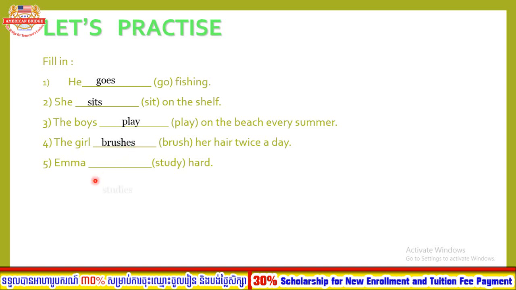One more. Emma is only a name, right? A name in group 1 or in group 2? In subject group 1 or in group 2? Yeah, only a name like this. So we use it with the verb that has ES, right? But look at the verb here. Study, ending with one consonant and Y. So what should you do? Yes, you need to change Y to IES. So Emma studies hard. Got it? Great, everyone.